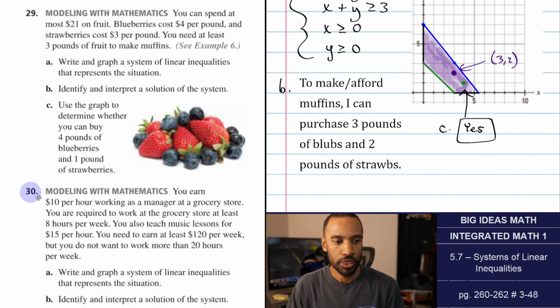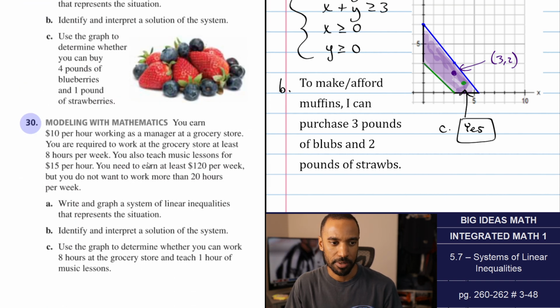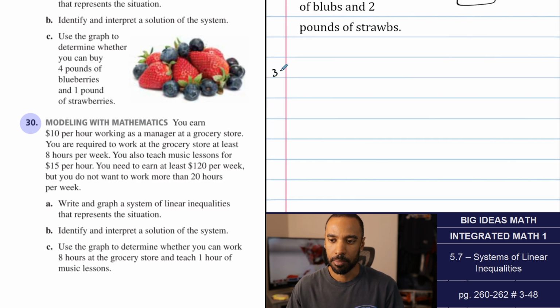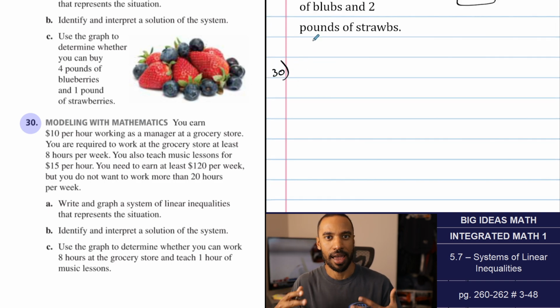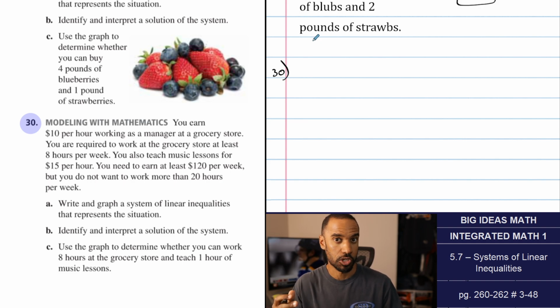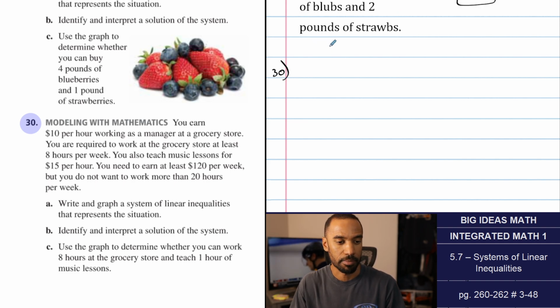Let's go to number 30. More of the same. It's probably the same kinds of questions. We just have a different scenario. So this time, like I stated, I will imply the positive thing. I'll imply the first quadrant, unless they state something else on it.